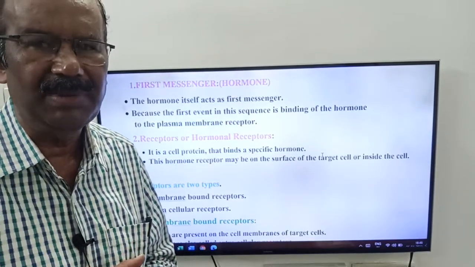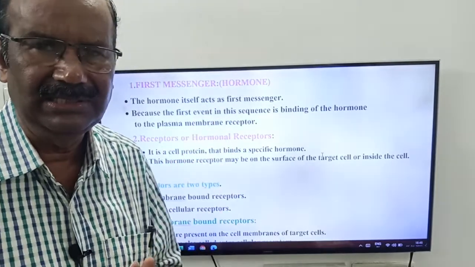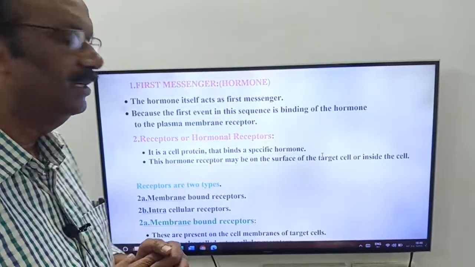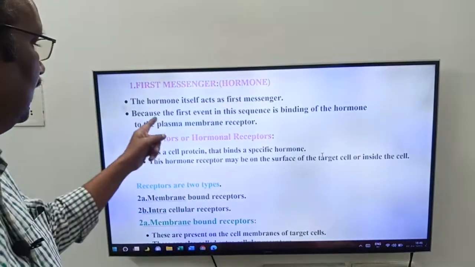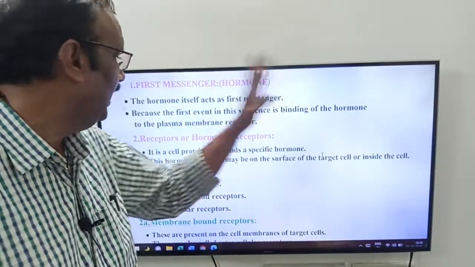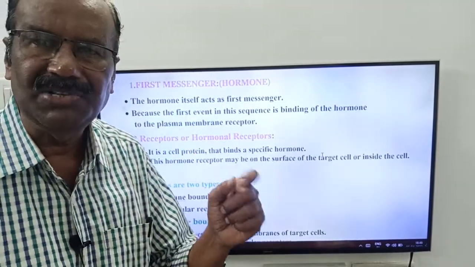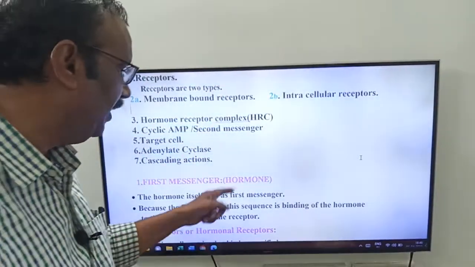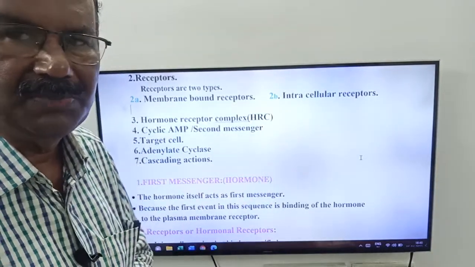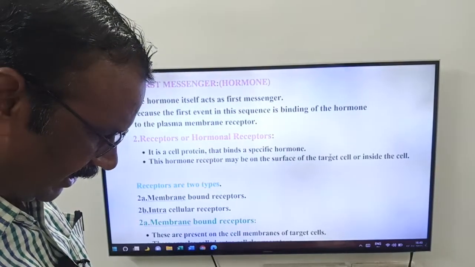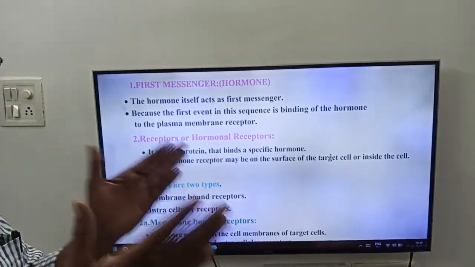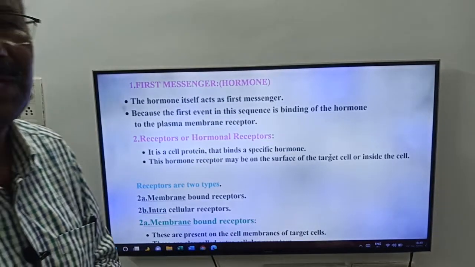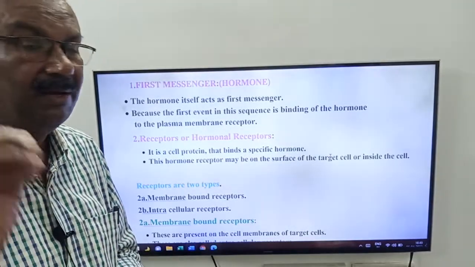See, receptors are present in the plasma membrane friends. So what is the first action in this hormone mechanism? The hormone binds to what friends? Receptor of the plasma membrane. Because the first event in the sequence is binding of the hormone to the plasma membrane receptor. Receptors are two types. Membrane bound receptors. Hormone attaches to the membrane bound receptor. So the first messenger is the hormone, because it itself acts as a first messenger, since the first event in the sequence is binding of the hormone to the membrane bound receptor, that is plasma membrane receptor.